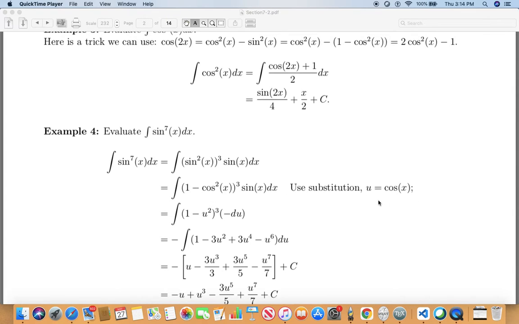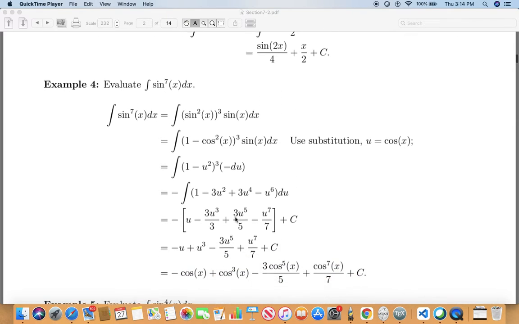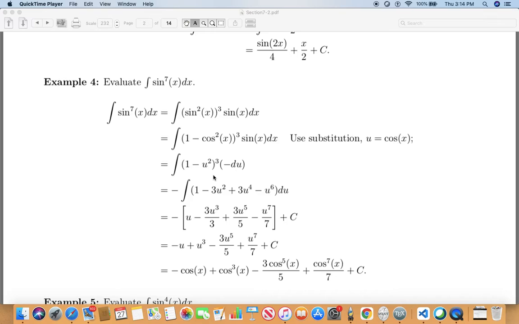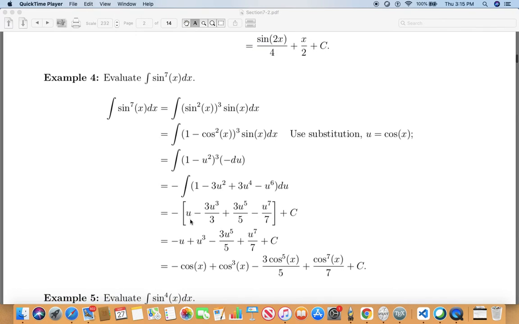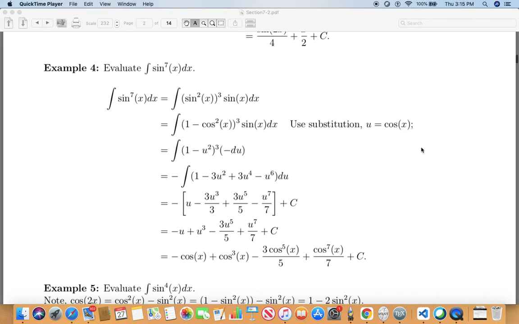Now use substitution, u equals cosine x. So (1 minus u squared) to the power 3, and sine x dx is negative du. Expanding this, don't forget the negative, you have 1 minus 3u squared plus 3u to the 4th minus u to the power 6 du. Integrating, don't forget the negative: u minus 3u cubed over 3 plus 3u to the power 5 over 5 minus u to the power 7 over 7. Replace u by cosine x. Distribute the negative and replace u by cosine x to get your final answer.